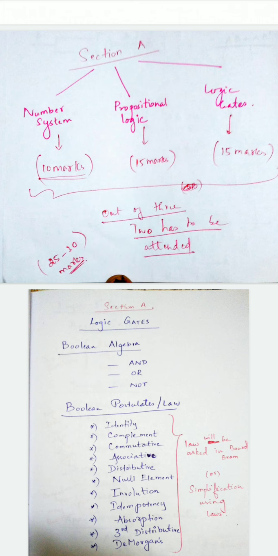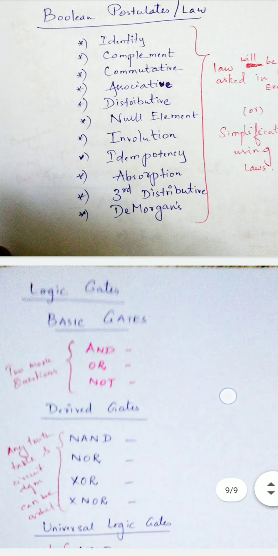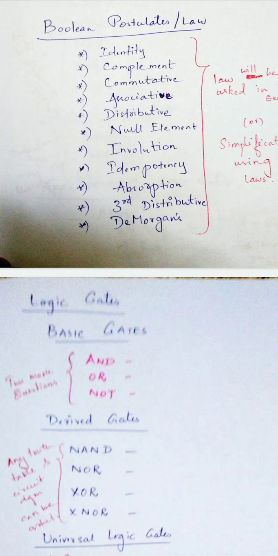For the Thursday class test, you are going to take the test from this topic, logic gates. First we learnt Boolean algebra with these three operations. Be thorough in all the expressions. And then the laws, you should be very thorough in these laws. And logic gates, we learnt basic logic gates, derived logic gates, and universal logic gates. These are all the topics we learnt. Solve all the book back exercises and then take the test on Thursday. All the best.